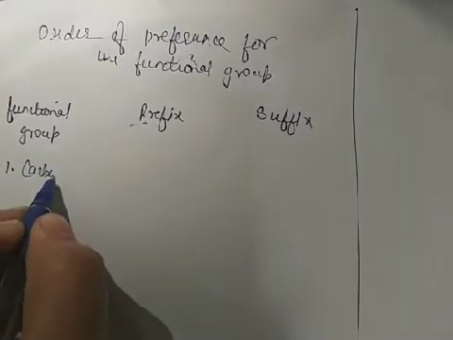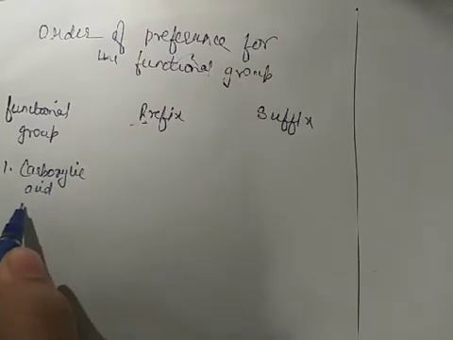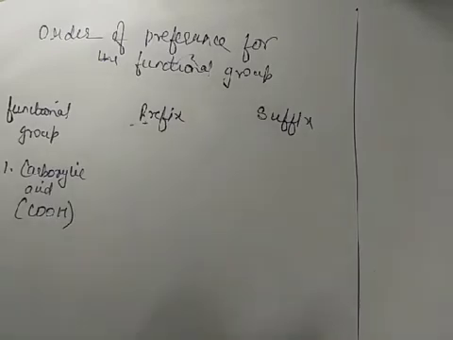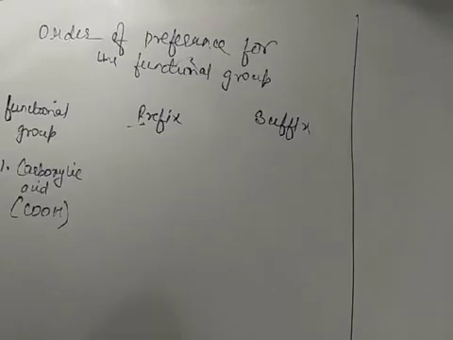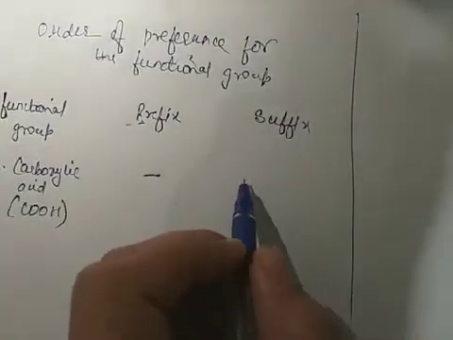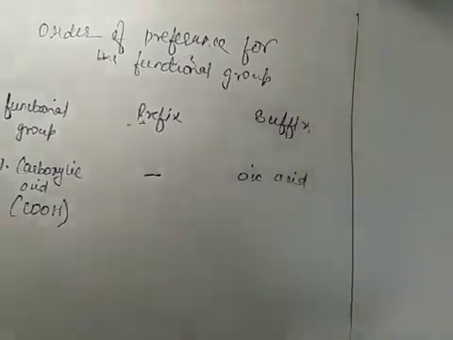So first is carboxylic acid, and it is denoted as COOH. Wherever you find the COOH group, you have to understand that it is carboxylic acid. Carboxylic acid always has a suffix. It is never written as a prefix. The suffix is oic acid.